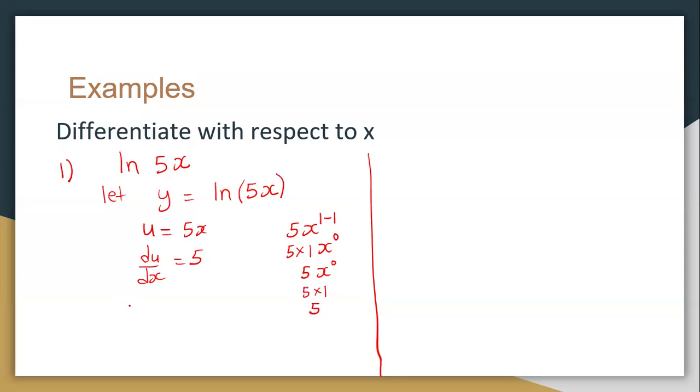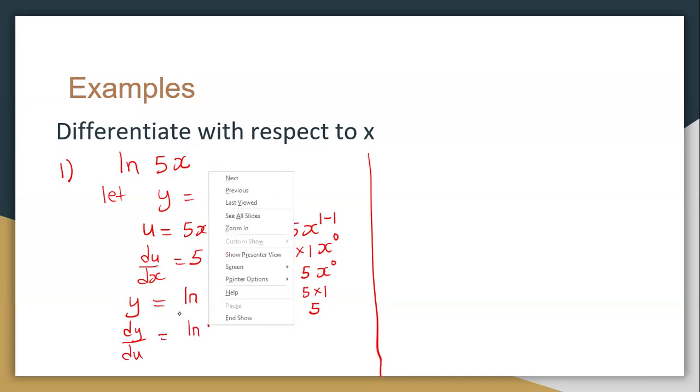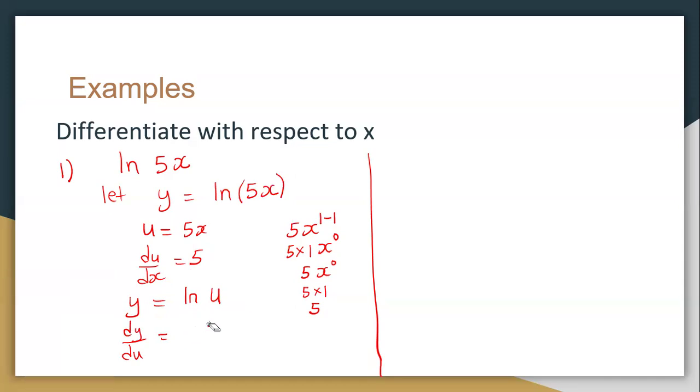Then our y is equal to ln of u, because 5x is u. But we say that whenever you find the ln of u and differentiate it, you get the same thing. So dy/du will always give us 1 out of u.